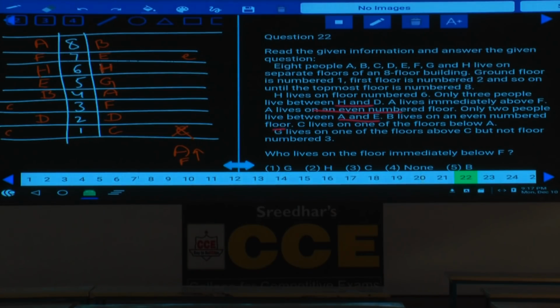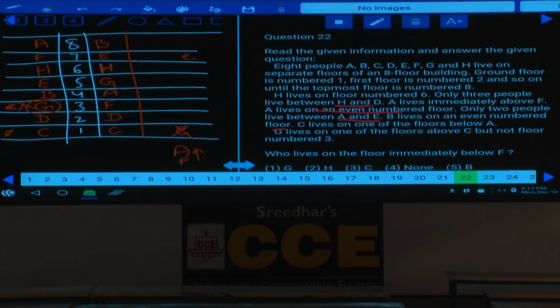There are 2 possibilities. And G lives on one of the floors above C. G is on one of the floors above C, hence C cannot be at this place, and C must be at this place, and G must be at this place. G lives on one of the floors above C, but not on floor number 3. But whereas here G is living on floor number 3, isn't it? And this case is completely ruled out. Hence finally we are left with only one case, BEH, GA, FDC is the order.